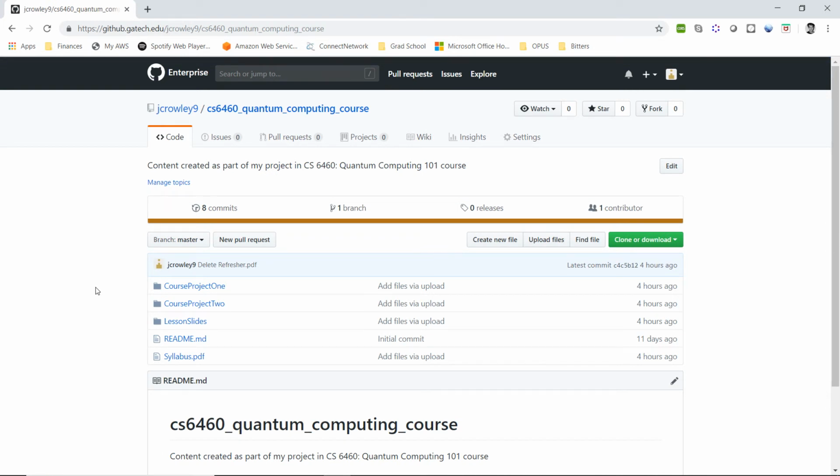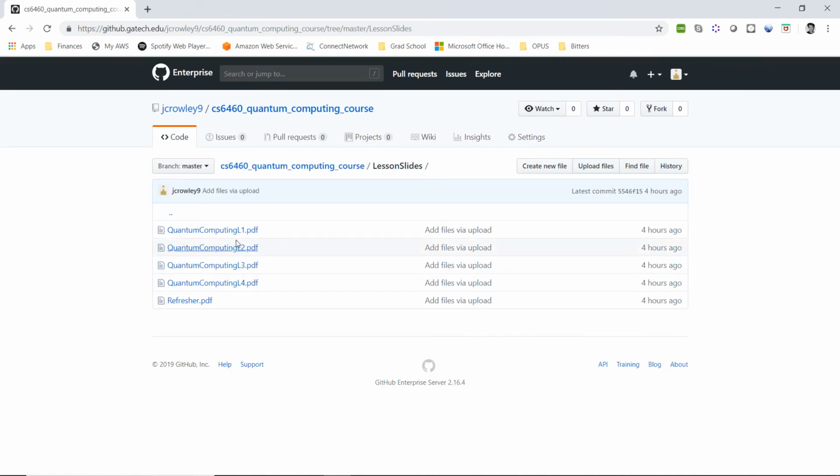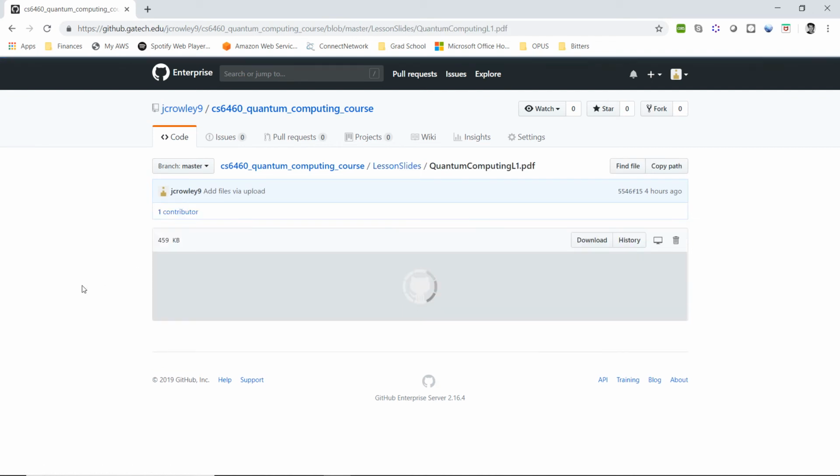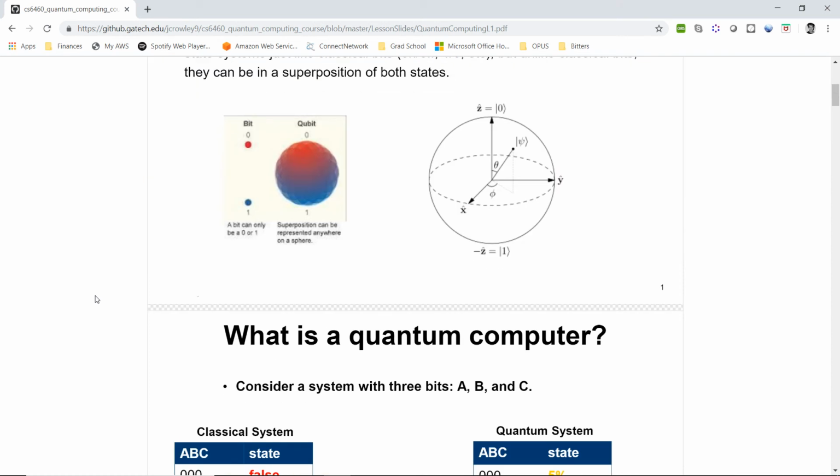So that's basically everything that I created for this quantum computing course. So basically 4 lessons and then 2 course projects. Feel free to come to this repository and poke around at the stuff that I made. Particularly, say, for example, looking at the first lesson, just going through each of the slides and seeing if it makes sense to you.